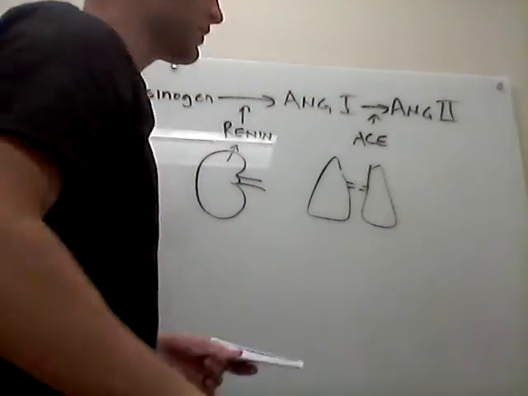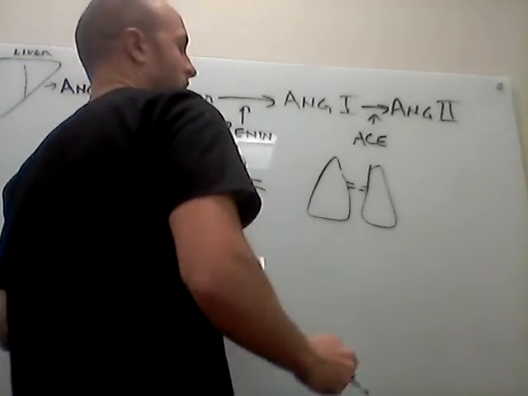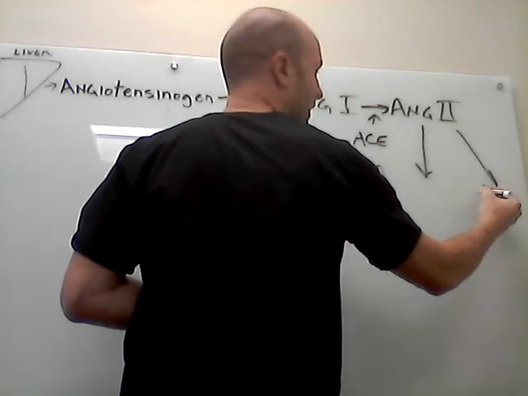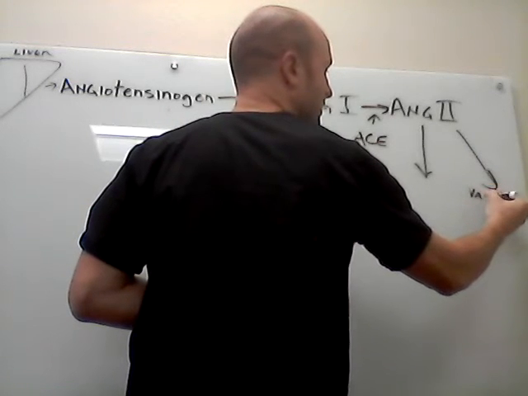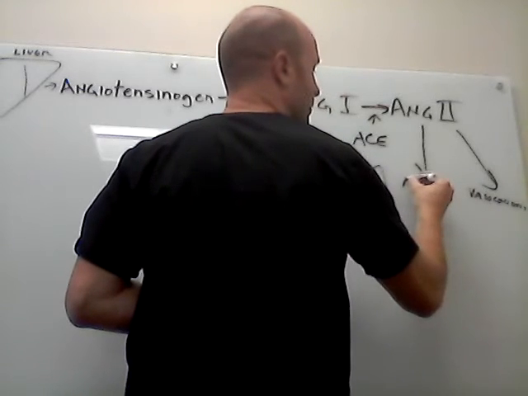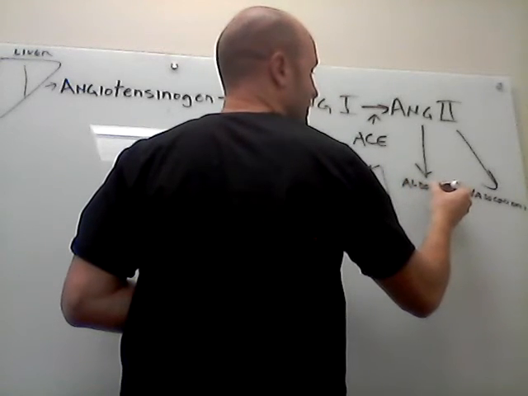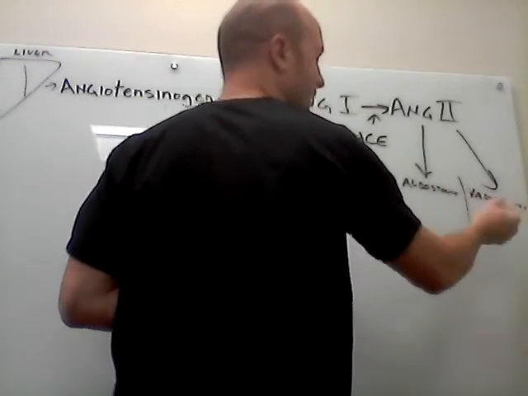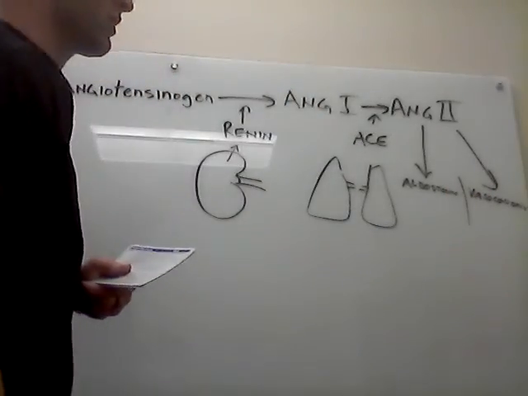So, angiotensin 2 does two things. One is vasoconstriction, and also aldosterone release. Okay, two things there. Aldosterone and vasoconstriction.